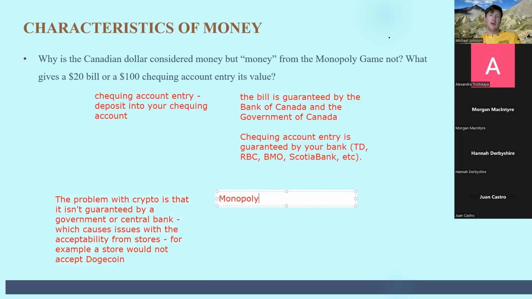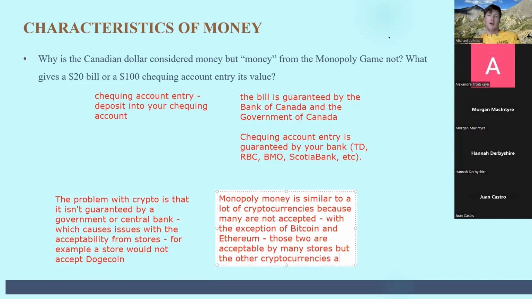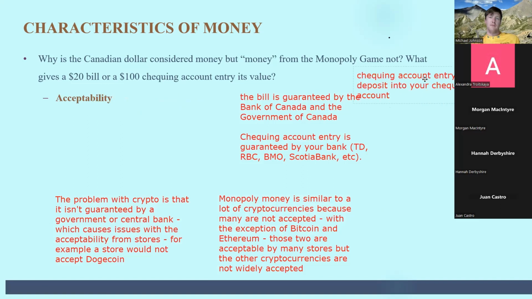And Monopoly money is similar to a lot of cryptocurrencies, because many are not accepted, with the exception of Bitcoin and Ethereum. Those two are accepted by many stores, but the other cryptocurrencies are not widely accepted. So the Monopoly money situation is similar to the issue with crypto, the acceptability. You won't accept Monopoly money or a lot of the cryptocurrencies. So acceptability is a big thing that provides value. That's a big one.